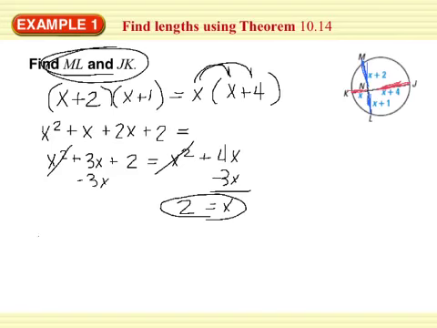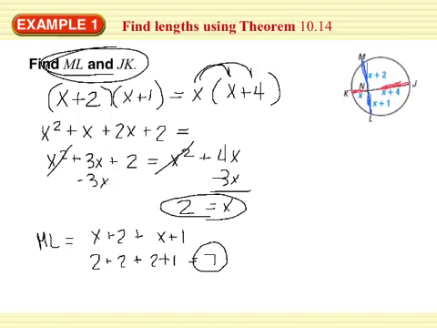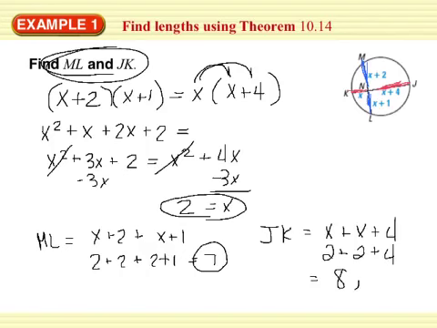But remember, the problem says find ML and JK. ML equals x plus 2 plus x plus 1. 2 plus 2 plus 2 plus 1, 2, 4, 6, equals 7. And JK equals x plus 4. 2, 4, equals 8. There you go.